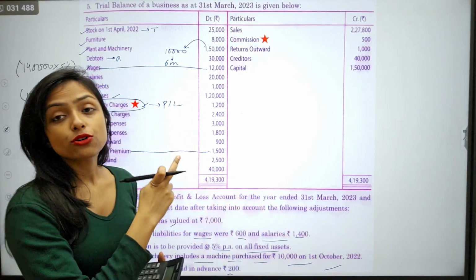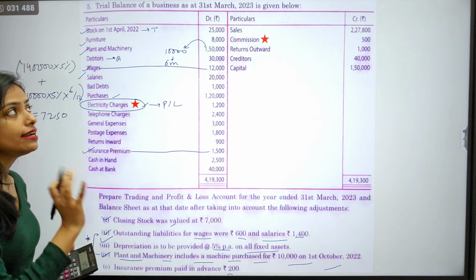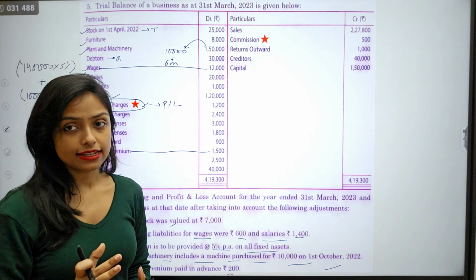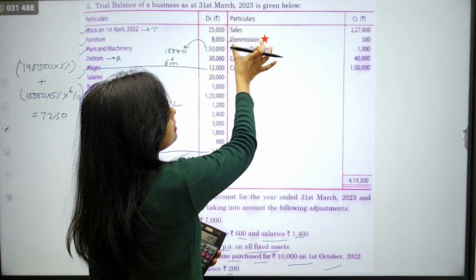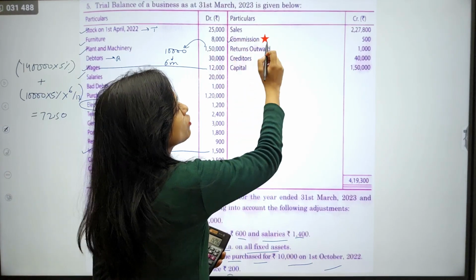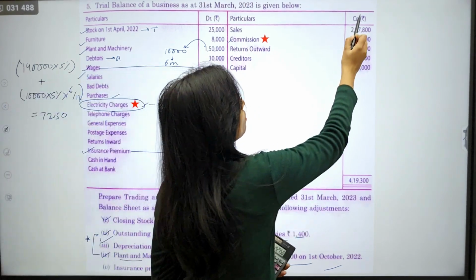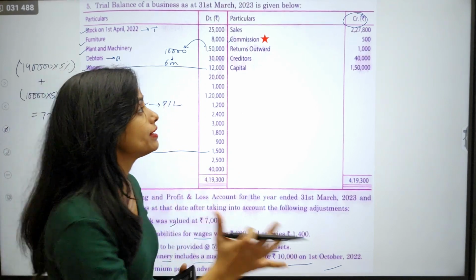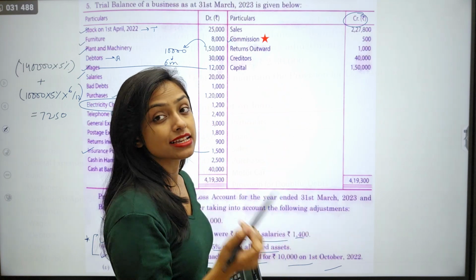Then they can also give you power. Power they will give you on the debit side, and you will have to take it to the trading account because this is also a direct expense. Fine. Now let's come here. Understand that they have written commission, they have not written paid or received over here, but please notice this is written on the credit side. So you always have to keep your mind open. They have written commission, but it is given on the credit side. That means it has been received.